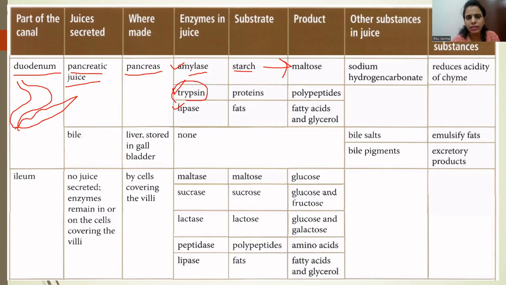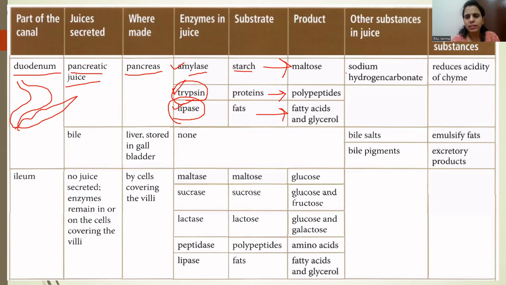Trypsin is a protease which helps in digestion of protein. In the stomach, pepsin was released. Pepsin is also a protease enzyme. So trypsin digests proteins into polypeptide chains. And lipase is a fat digesting enzyme. So it digests fat into fatty acids and glycerol.